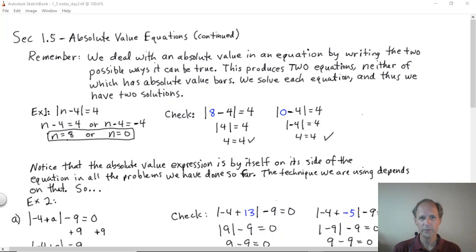Hi guys, we're looking at more equations that have absolute values in them. We'll look at some today that are a little bit more complicated. So first, a quick review.